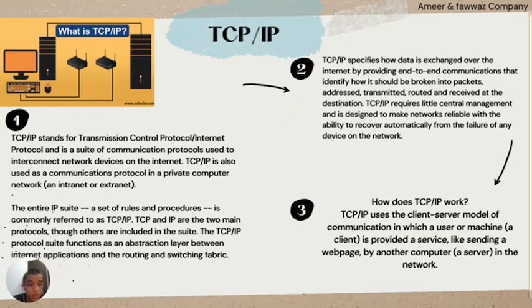The TCP/IP protocol suite functions as an abstraction layer between Internet applications and the routing and switching fabric. TCP/IP specifies how the data is exchanged over the Internet by providing end-to-end communications that identify how it should be broken into packets, addressed, transmitted, routed, and received at the destination. TCP/IP requires little central management and is designed to make networks reliable, with the ability to recover automatically from the failure of any device on the network. How does this work? It uses the client-server model of communication in which a user of a machine, a client, is provided a service, like say a web page, by another computer, a server in the network.